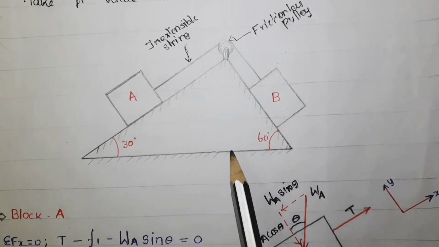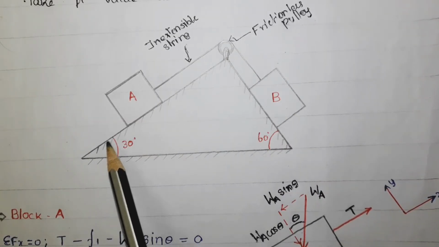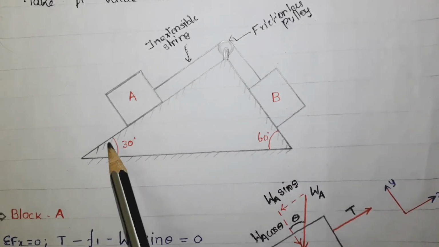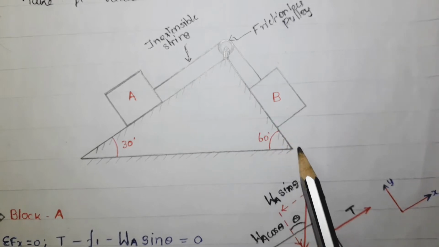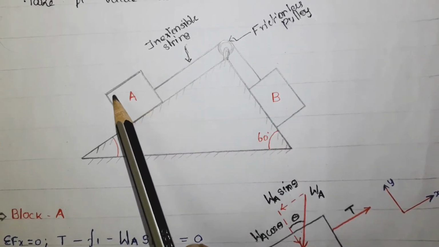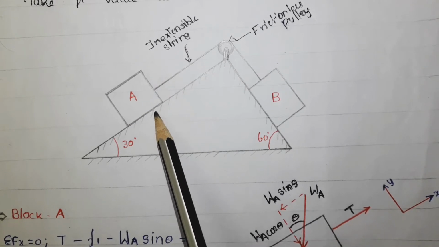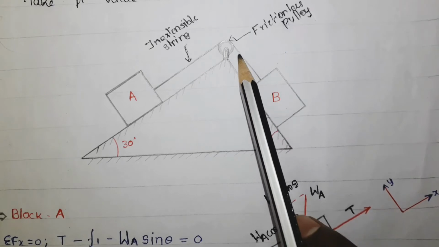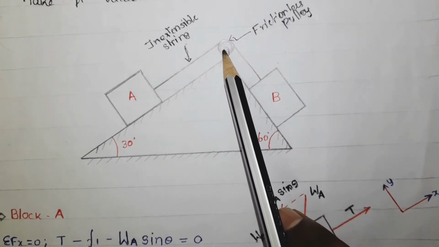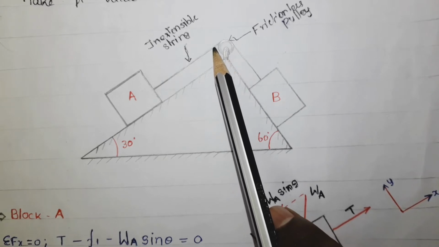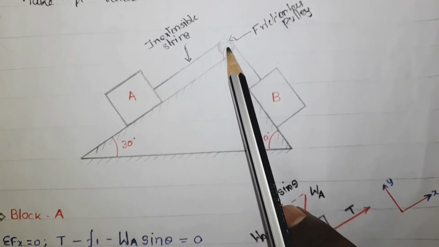Now, this is the given system, and there are two inclined surfaces. One is at 30 degree, and another one is at 60 degree. Block A is resting on 30 degree inclination, whereas block B is resting on 60 degree inclination, and the weight of this block is given. These two blocks are connected by an inextensible string, and here there is a pulley. Normally there will be a friction at the pulley, but for this case we are going to neglect that friction value.